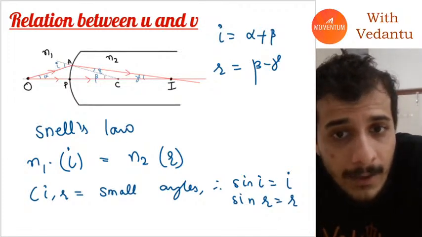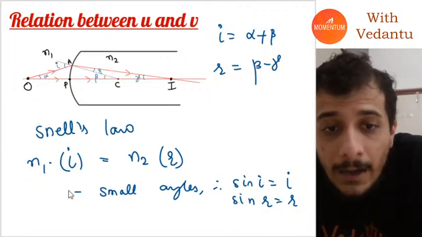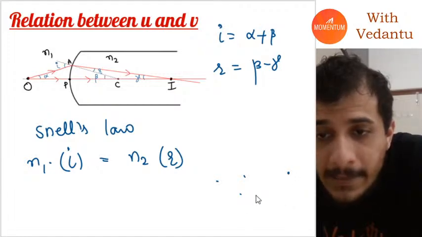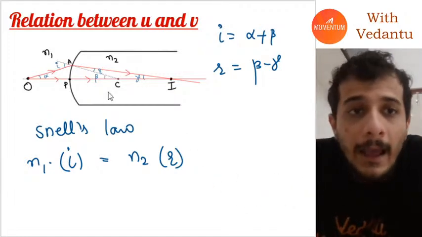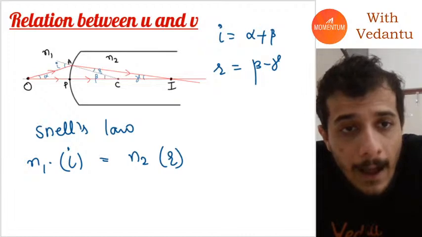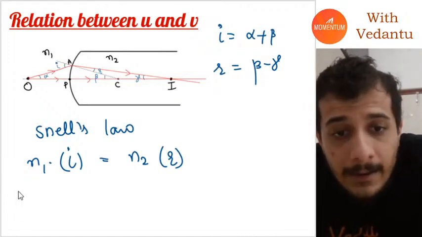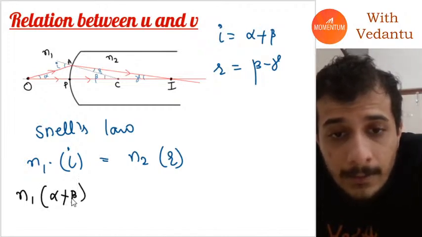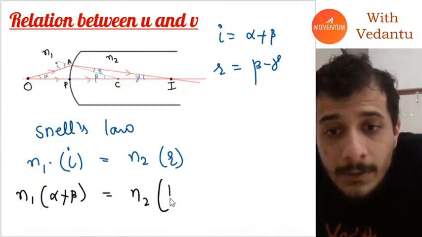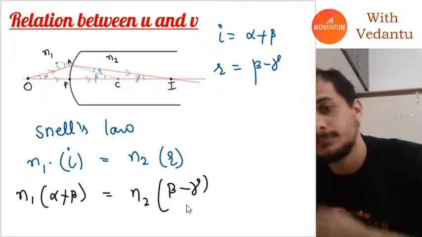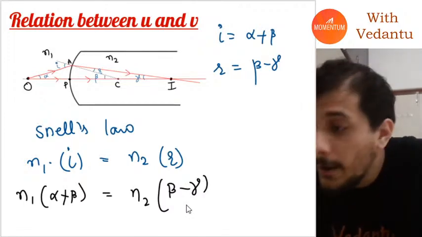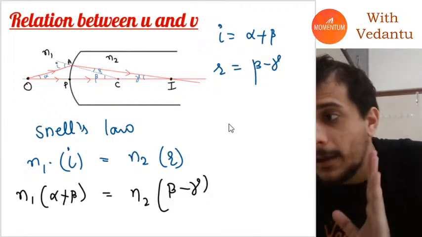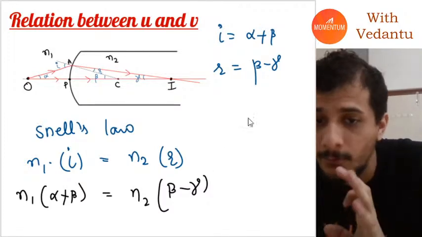Now once again, I and R can be written in terms of alpha and beta. I can write n1 into alpha plus beta is equal to n2 into beta minus gamma. I hope everybody understood. Guys, this is a very important derivation from NCERT point of view, so please pay close attention.